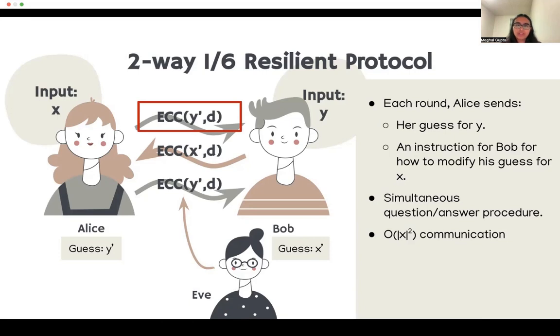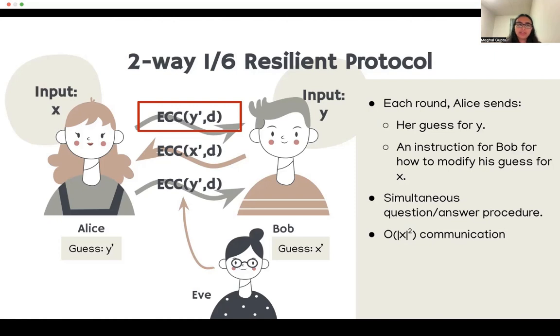So the instruction is as follows. Bob, in the previous message to her, which is not illustrated above, sent a guess x prime that he is currently guessing for x. Then the second part of Alice's message, which is D, is an instruction on how Bob should modify x prime in order to make it closer to x. What do I mean by that?